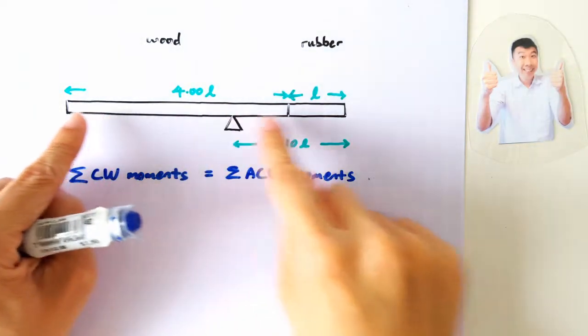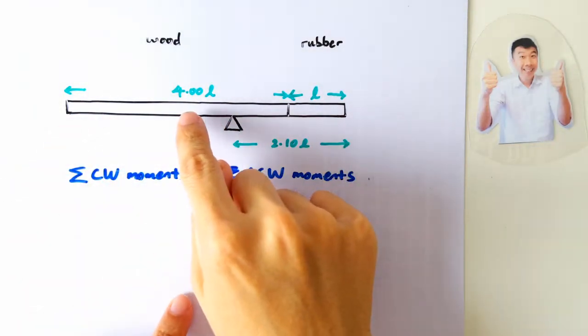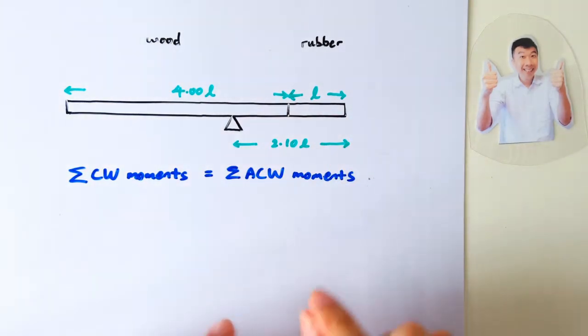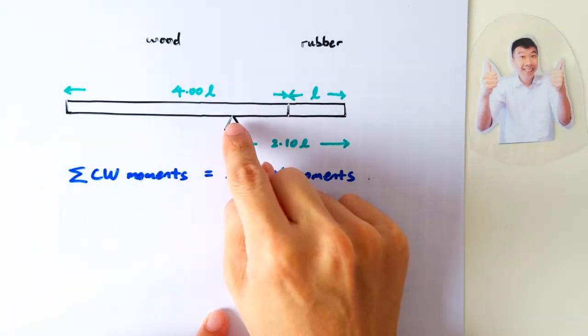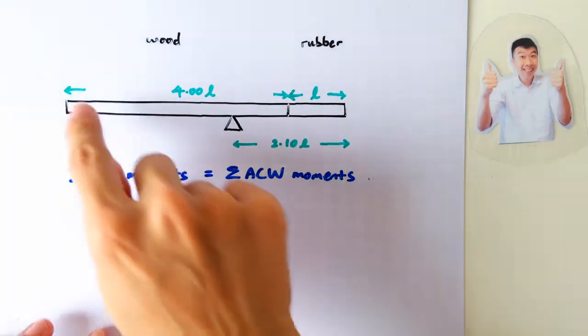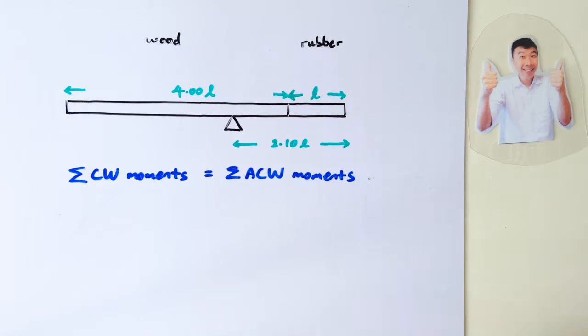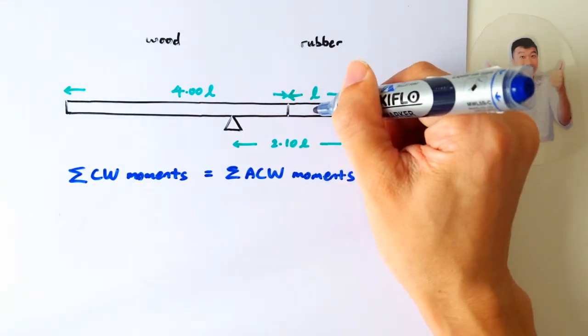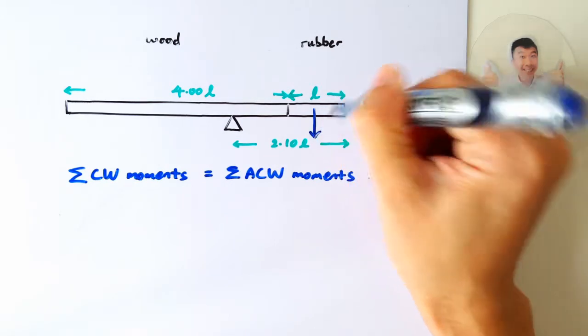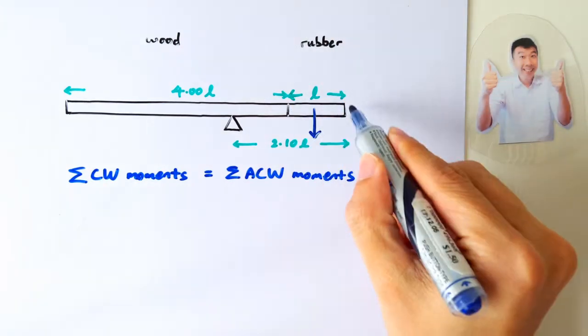Okay, we have a rod here made partly of wood, partly rubber, and is perfectly balanced about this pivot here. So what are the forces acting on this rod? There's the weight of the rubber portion, which acts at the CG of the rubber portion.